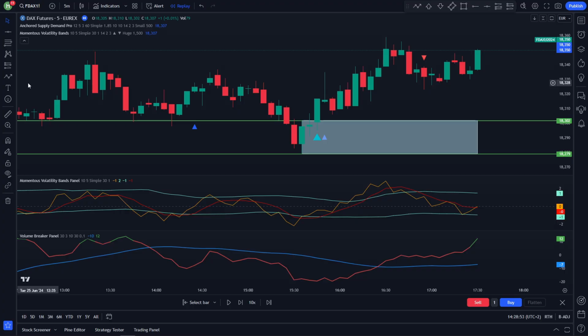Next, let's explore our last trading example. For this example, I've selected DAX Futures in the 5-minute time frame.